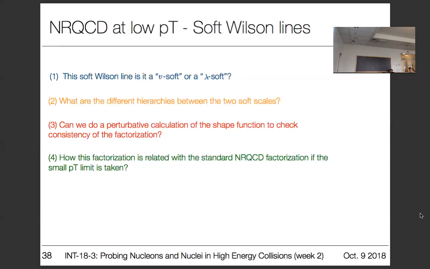So that is what I wanted to talk about regarding the effective field theory, but there are still a few questions that need to be answered. This soft Wilson line, is it a V-soft or a lambda soft? So is this NRQCD soft or is it SCET soft? Then what are the different hierarchies between the two soft modes? I talk about two soft modes, but they could be different in general. Can we do a perturbative calculation to check the factorization theorem? And how does that relate to what we already knew about NRQCD in the soft limit?